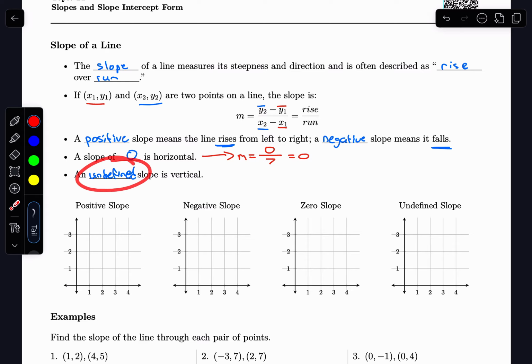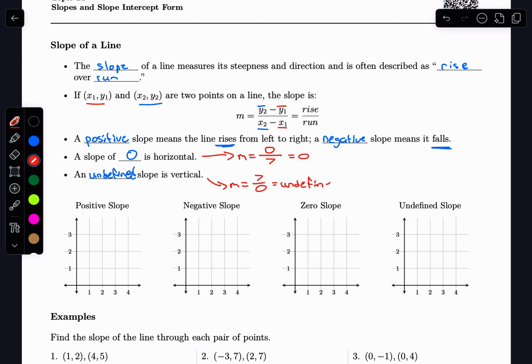But an undefined slope would be the upside down version of that. So an undefined slope would mean we might have something like 7 over 0. Now how do you get a 0 on the bottom of your slope formula? Well, the bottom is x2 minus x1. It's how much we move left and right. So if our denominator is 0, that means that we didn't move left or right at all. All we did was go up and down. So that's going to result in a vertical line, a line that only goes up and down but doesn't go left or right.